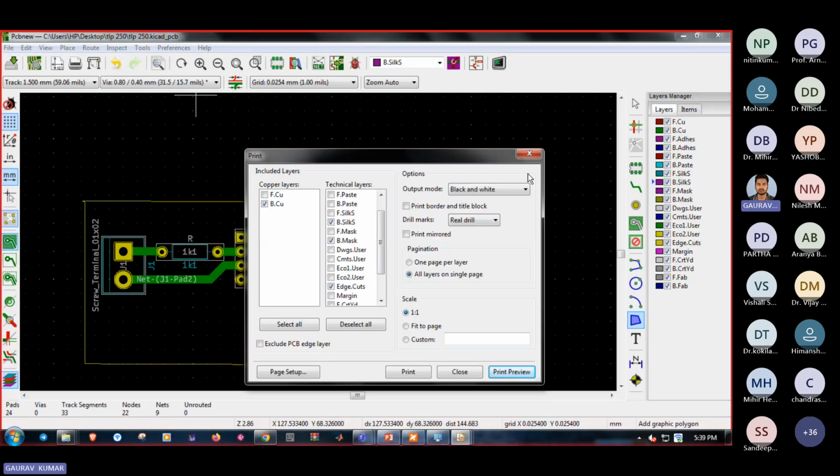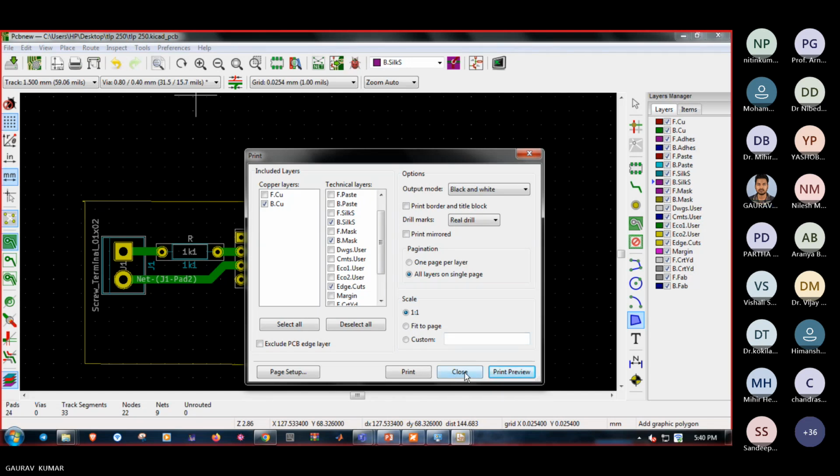After printing, you have to print it on a copper board. Then you have to do the copper etching process. Then you have to drill where the locations are given. After that drilling, you have to place the components and solder them. Then the PCB is designed.